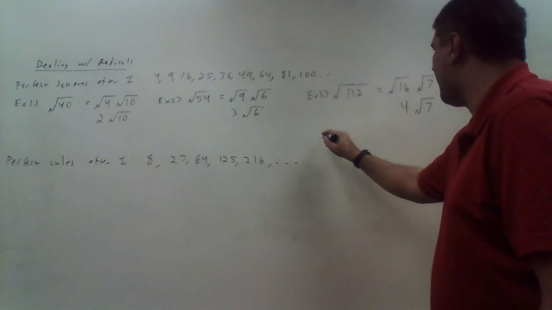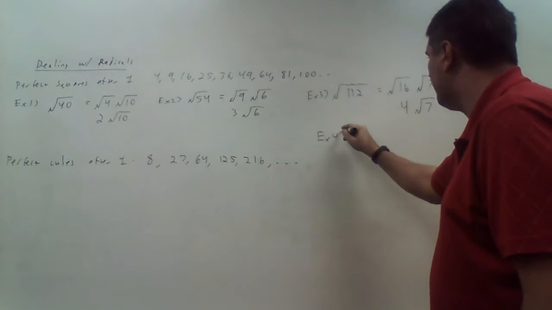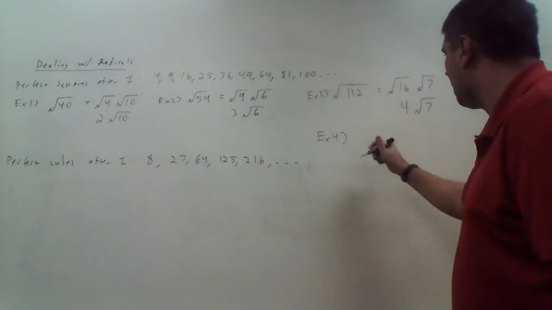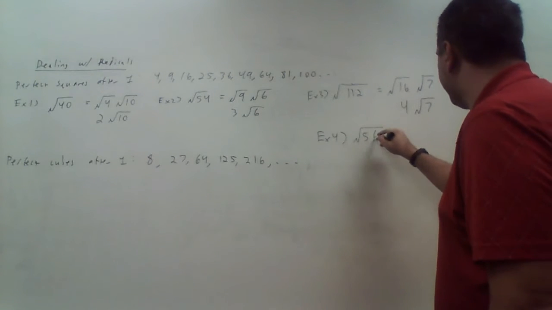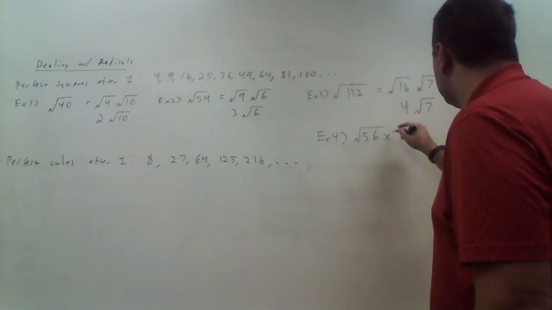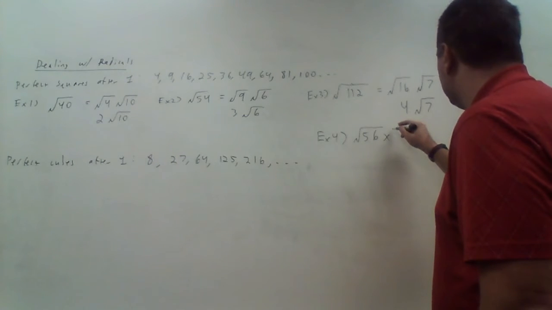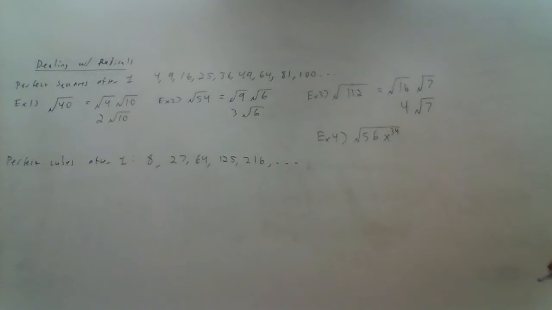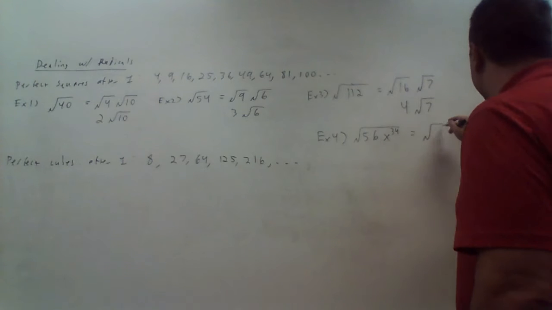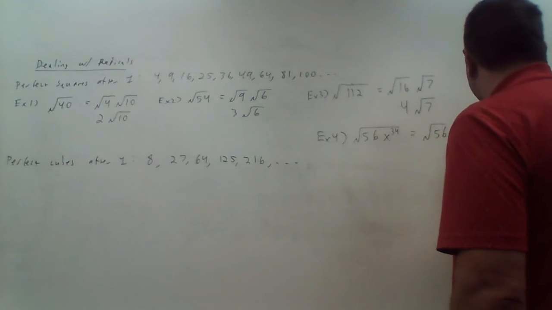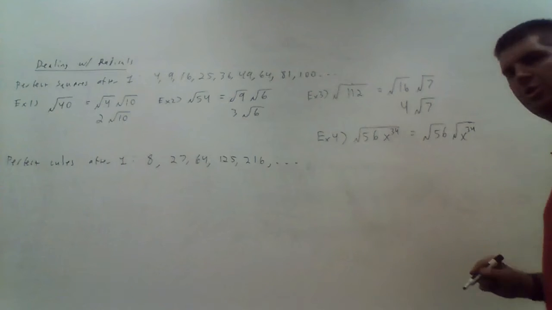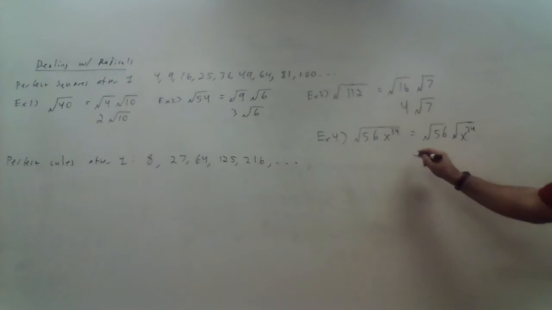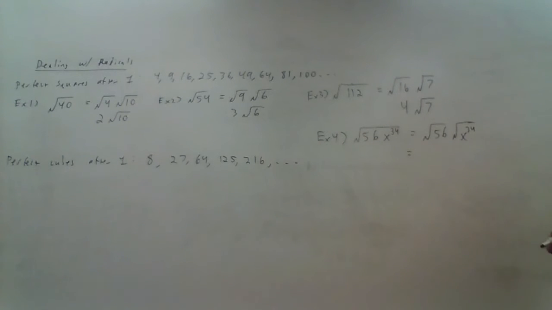Okay, so next up, I'm going to do example 4, which also is not on your paper. And I'm going to throw a variable in there. So I've got the square root of 56x to the 34th. I'm going to split that up into the square root of 56 and the square root of x to the 34th. You can do that. You can split this up into the product of two square roots.